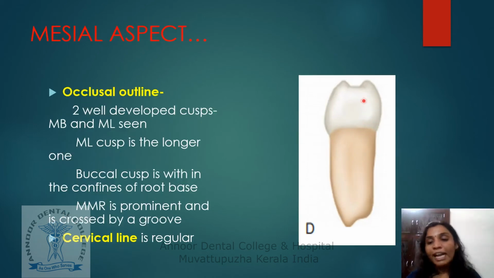The occlusal outline of the mesial aspect can be represented by cusp and marginal ridge. Two well-developed cusps can be seen, that is mesiobuccal and mesiolingual. Mesiolingual cusp is the longer one, and the buccal cusps are within the confines of the root base. Also, the mesial marginal ridge is prominent and is crossed by a groove, and the cervical line is regular.